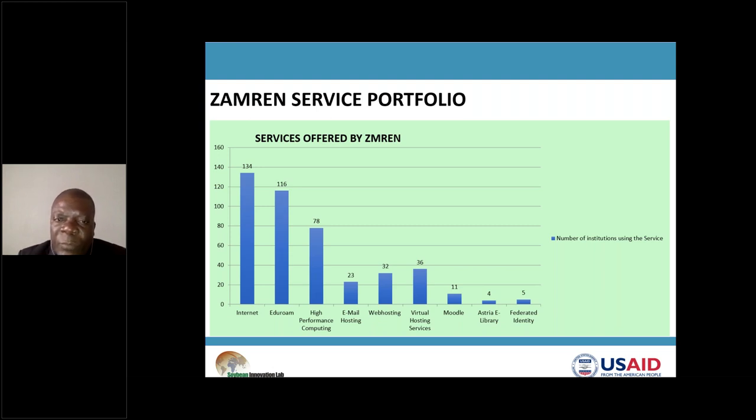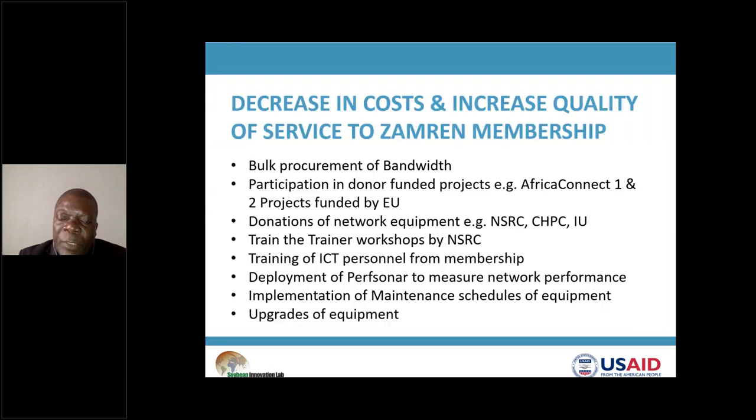Regarding Moodle, the uptake among our member institutions is increasing each week. We're seeing a lot of institutions now uptaking Moodle. The only challenge that we have now is the number of our systems engineers to train users how to upload and use Moodle. Next slide, please. So that's where we're having a challenge. But with the response due to COVID-19, we see a lot of institutions now uptaking Moodle.